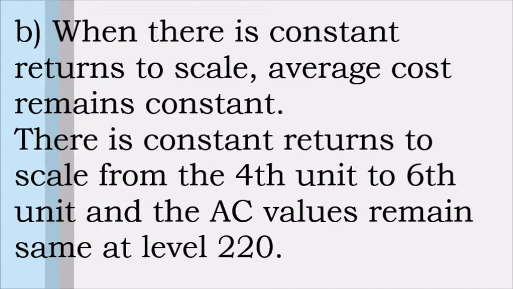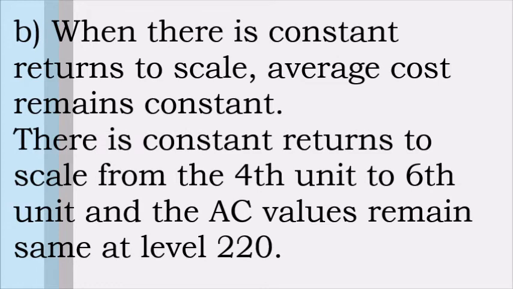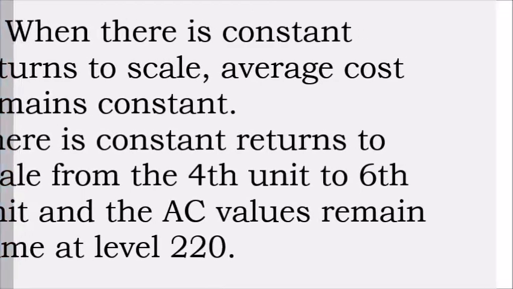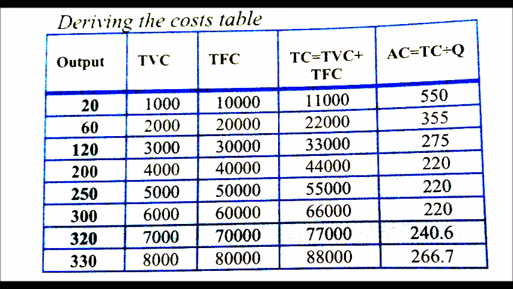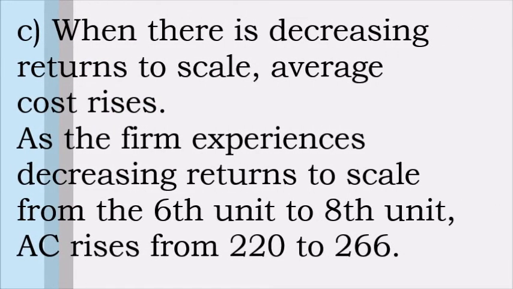Then B, when there's constant returns to scale, AC remains constant. There is constant returns to scale from 4th units to 6th units, and the AC values remain the same at this level. That's 220. At level 220, they are constant. So you can see from the table. Then when there is decreasing returns to scale, AC rises. As the firm experiences decreasing returns to scale from the 6th unit to the 8th unit, AC rises from 220 to 266.7. We will end here.